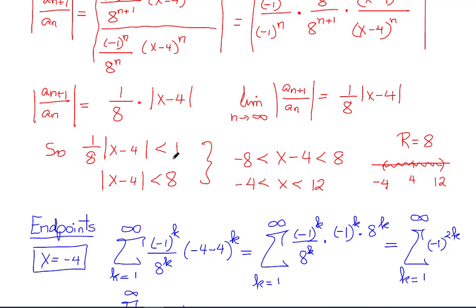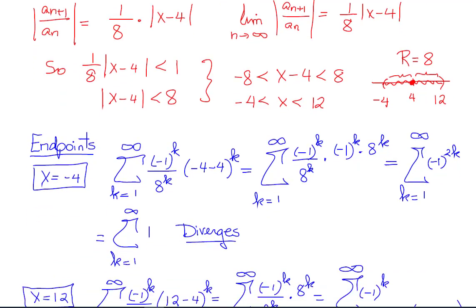I want it less than 1, or the difference less than 8. So, removing the absolute value that says it's between minus 8 and 8, add 4 to both sides, and I get now minus 4 to 12. So here's the original 4. The radius of convergence I see is 8. We check the two endpoints to see if those work or not.